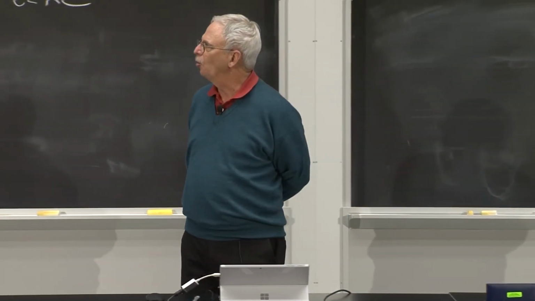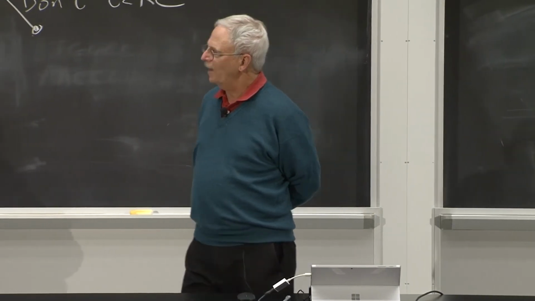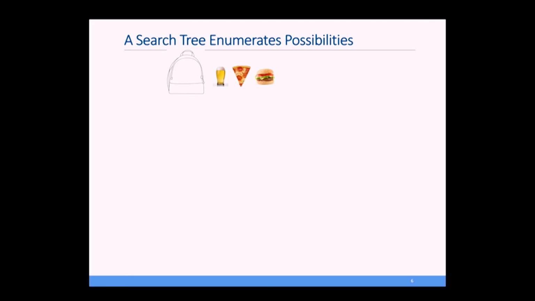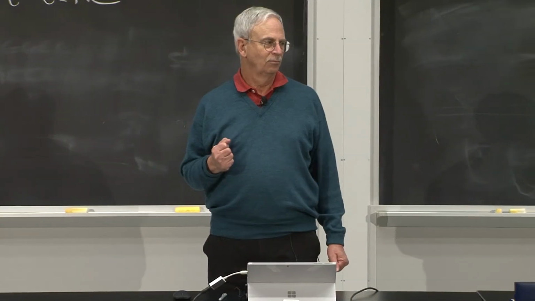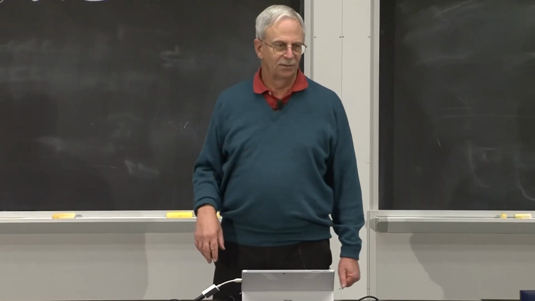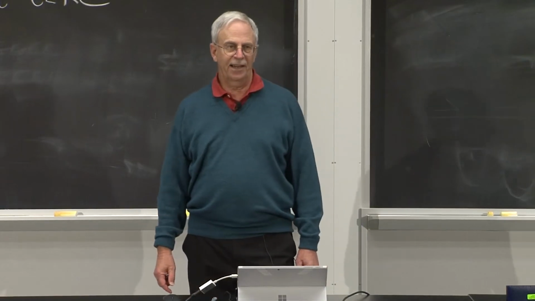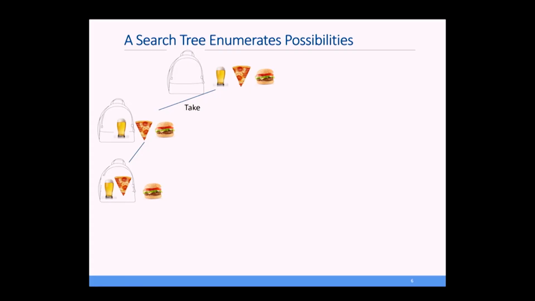So let's look at an example. My example is I have my backpack that can hold a certain number of calories, if you will. And I'm choosing between, to keep it small, a beer, a pizza, and a burger. 3 essential food groups. So the first thing I explore on the left is take the beer. And then I have the pizza and the burger to consider. I then say, all right, let's take the pizza. Now I have just the burger. Now I taste the burger.